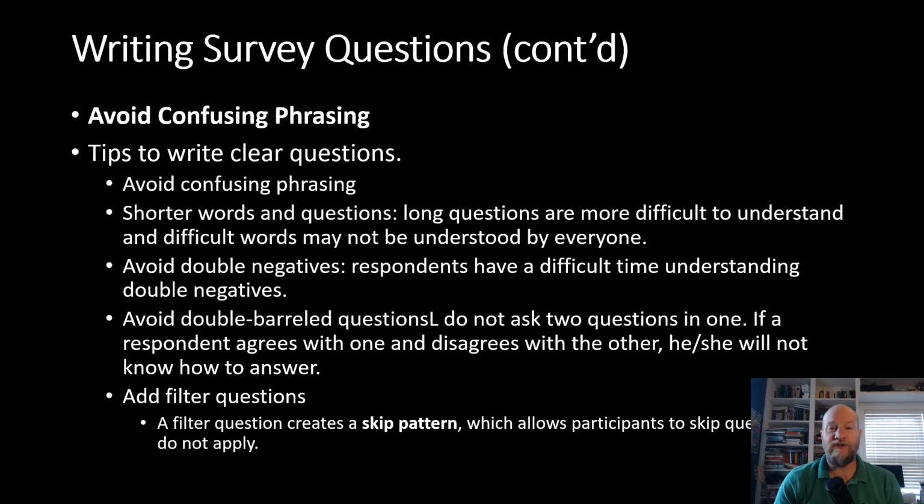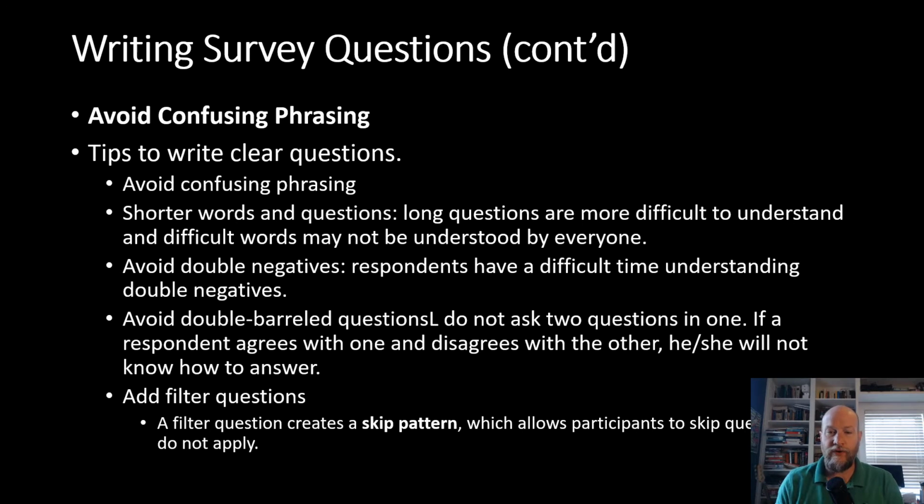As I said, you want to utilize language and sentence structure that's not confusing to people. You want to avoid long compound sentences with lots of connectors. You want to try and keep them simple and as direct as possible. Another thing to consider is avoiding the use of double negatives. Respondents have a difficult time understanding and interpreting double negatives at times, and so you can end up polluting your data and adding a lot of error.